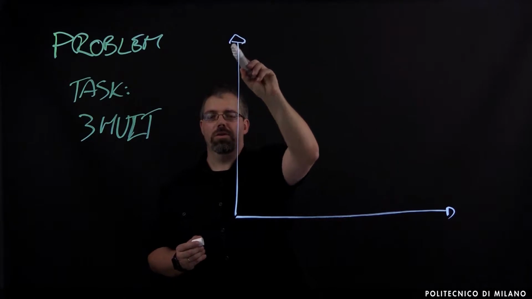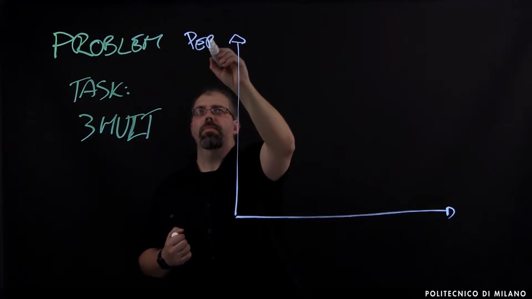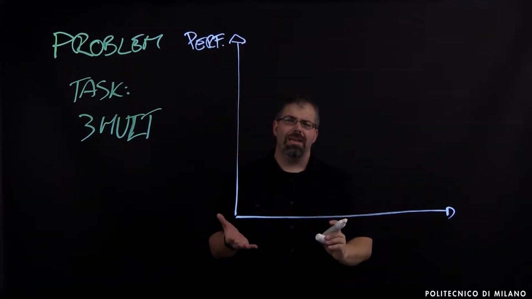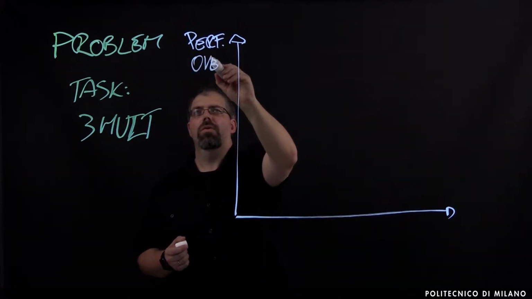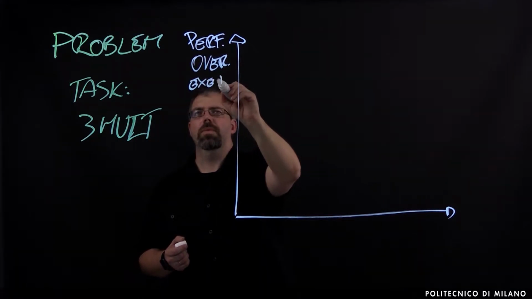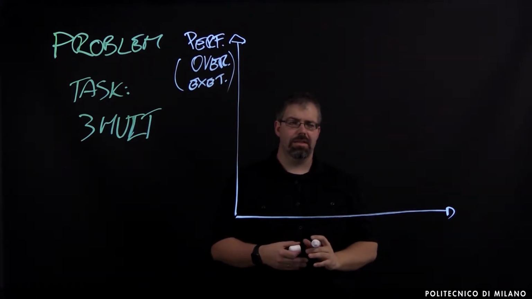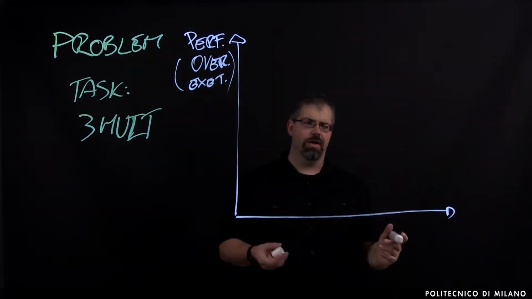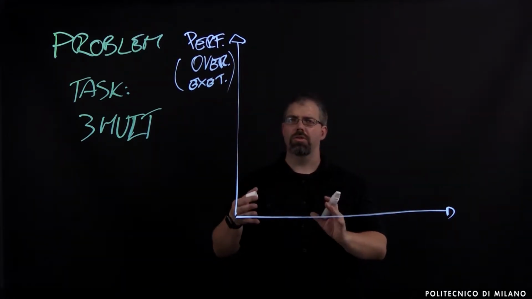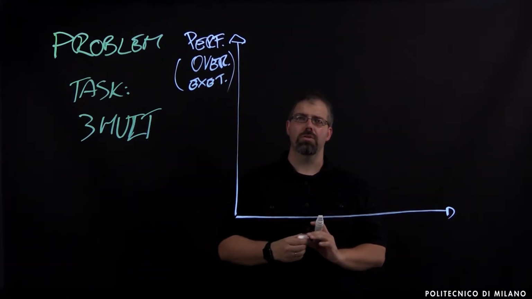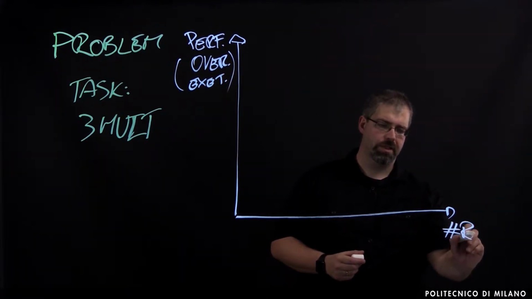In this chart, we're going to have here the performance on the y-axis. And we can consider performance as the overall execution time. On the x-axis, what we are going to have is the area of our chip, or if you prefer, the number of resources that we are going to use in order to implement our system that is going to be used to implement that task. So here we're going to have the number of resources.